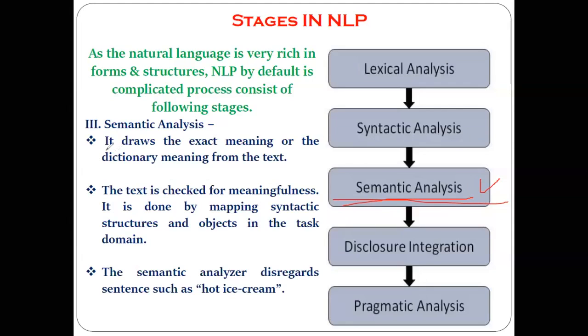Here I have mentioned it draws the exact meaning or the dictionary meaning of the text. The text is checked for meaningfulness. It is done by mapping the syntactical structure and objects in the task domain. Now, for example, if I said a statement like this, hot ice cream. For example, I want hot ice cream.